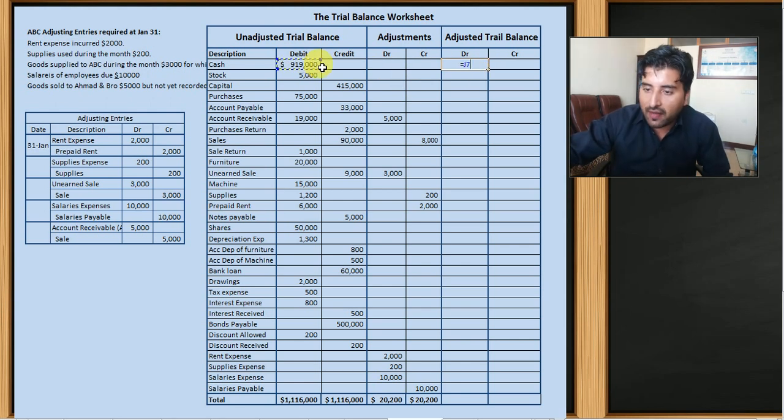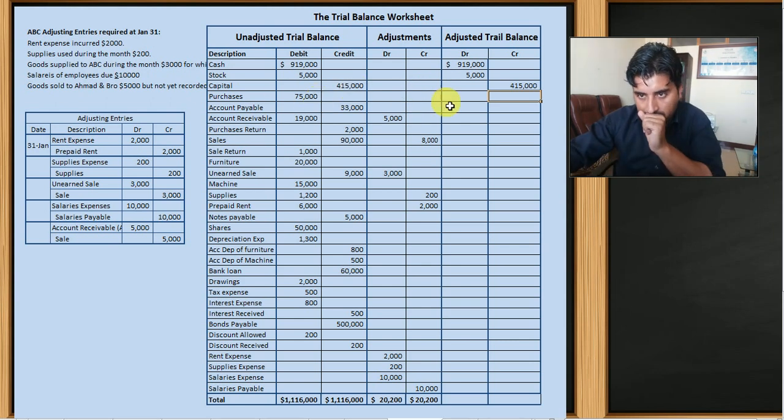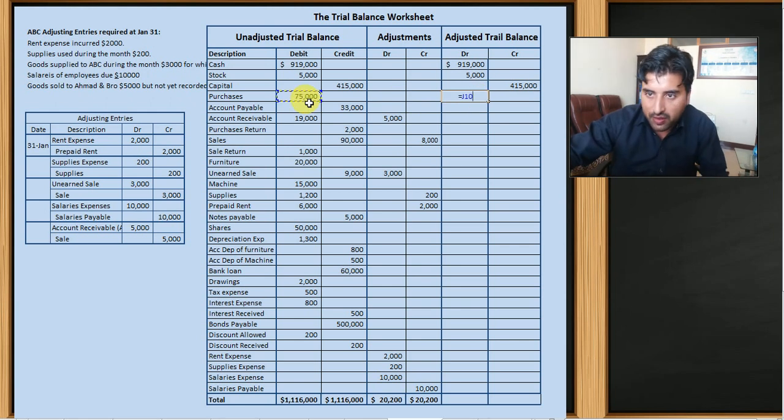Okay, just click on this value. Okay, next we have stock. Stock is not having adjustments, so the stock value is directly coming here. Okay, capital account is not having any adjustments. Look here, no adjustments, so click the value. Okay, purchases account that is debited is not having any adjustments, so equal sign and click on purchases account.